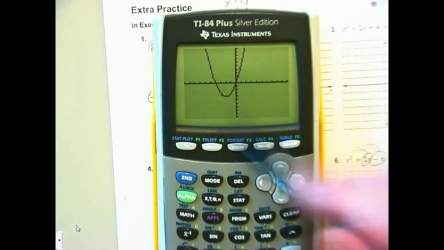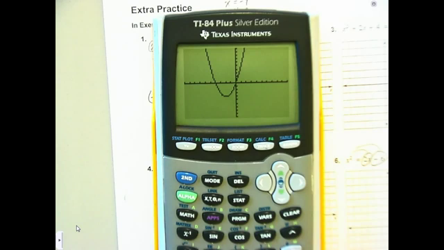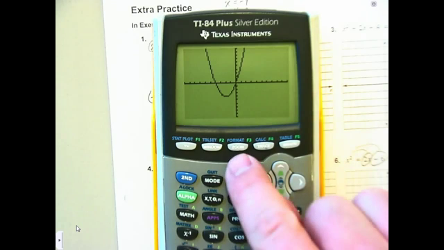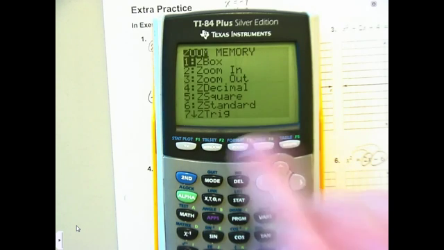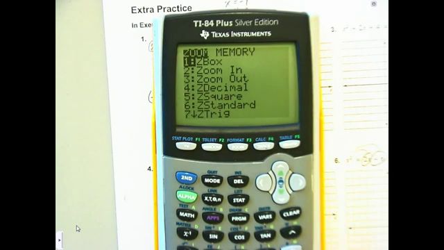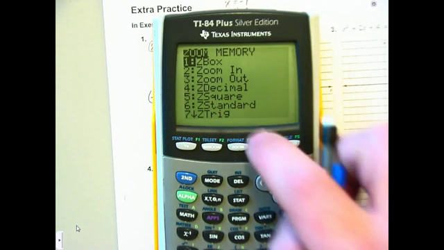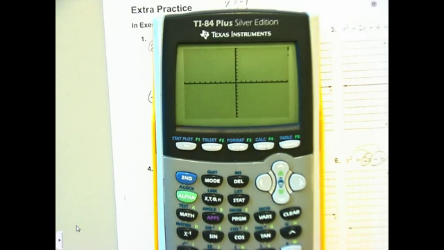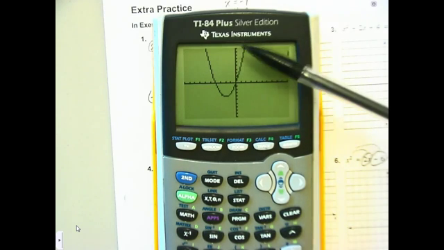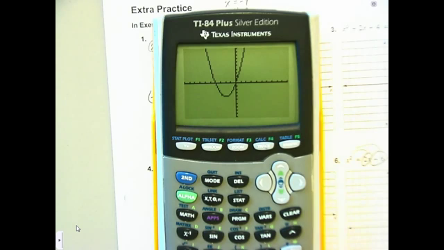Okay? If your screen does not look like this, make sure you're zoomed to the standard viewing window. The way you do that, you have to find the zoom button. Everyone finds zoom, even if your graph looks like that. Zoom, this middle button right here. And you want to go to the standard window, which would be option 6, zoom standard. Okay, and it'll bring you to that. That's where it goes from 10 to negative 10, negative 10 to 10.